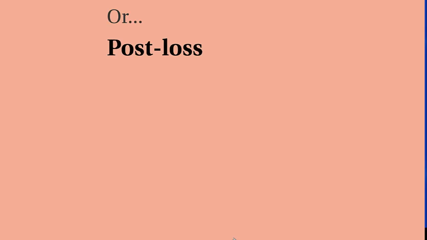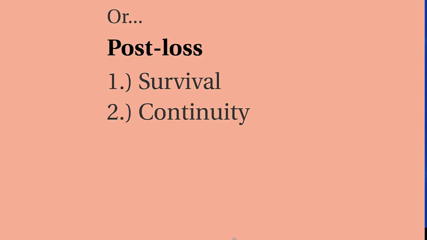Now let's look at post-loss objectives. For an organization or individual, the first thing that you have to consider after a loss has occurred is how are we going to survive? So you need to take steps to make sure, first and foremost, that the organization remains a going concern. Second, continuity. You want to make sure not only that the organization survives after a loss, but can continue basically at the same level that it was at prior to the loss.